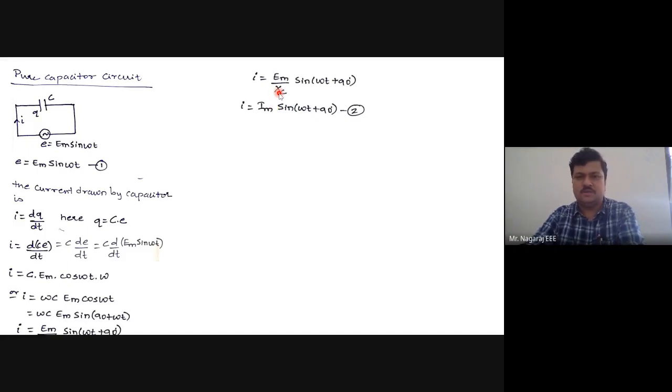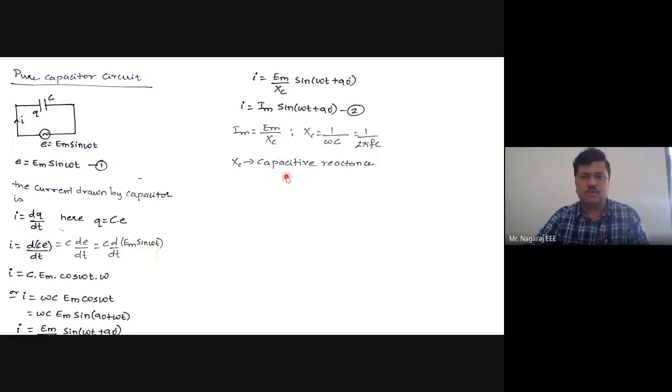That Em upon 1 over omega C, I will take as Xc, where Xc is my capacitive reactance, and Em upon Xc as Im. Xc is 1 over omega C, that is 1 over 2 pi fC. Omega is 2 pi f, where f is the linear frequency, and multiplying it by 2 pi gives the angular frequency. Xc is capacitive reactance, analogous to resistance, in ohms.